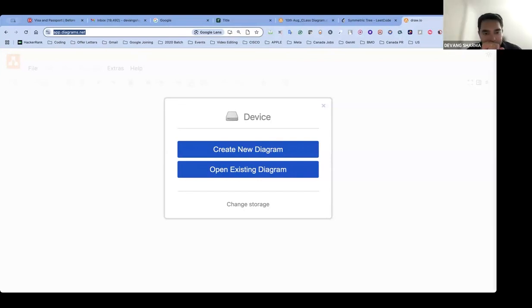Everybody can access it. Okay. Once you go to the link, this is the first thing that you will see. Come on, guys, quickly in the chat. Everybody can access it. Okay. This is the first screen, which is create new diagram and open existing diagram.